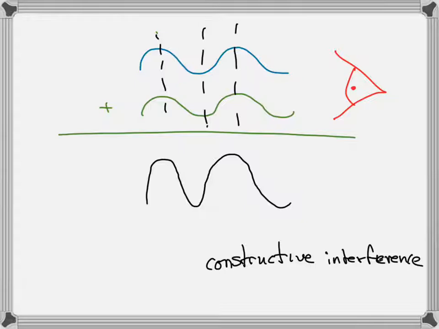In any case, this could be light coming to your eye as well. But in any case, what happens is that if the blue wave and the green wave each have an amplitude of A, then they're going to add to be the black wave, which has an amplitude of 2A. That's called constructive interference. The peaks and troughs add.